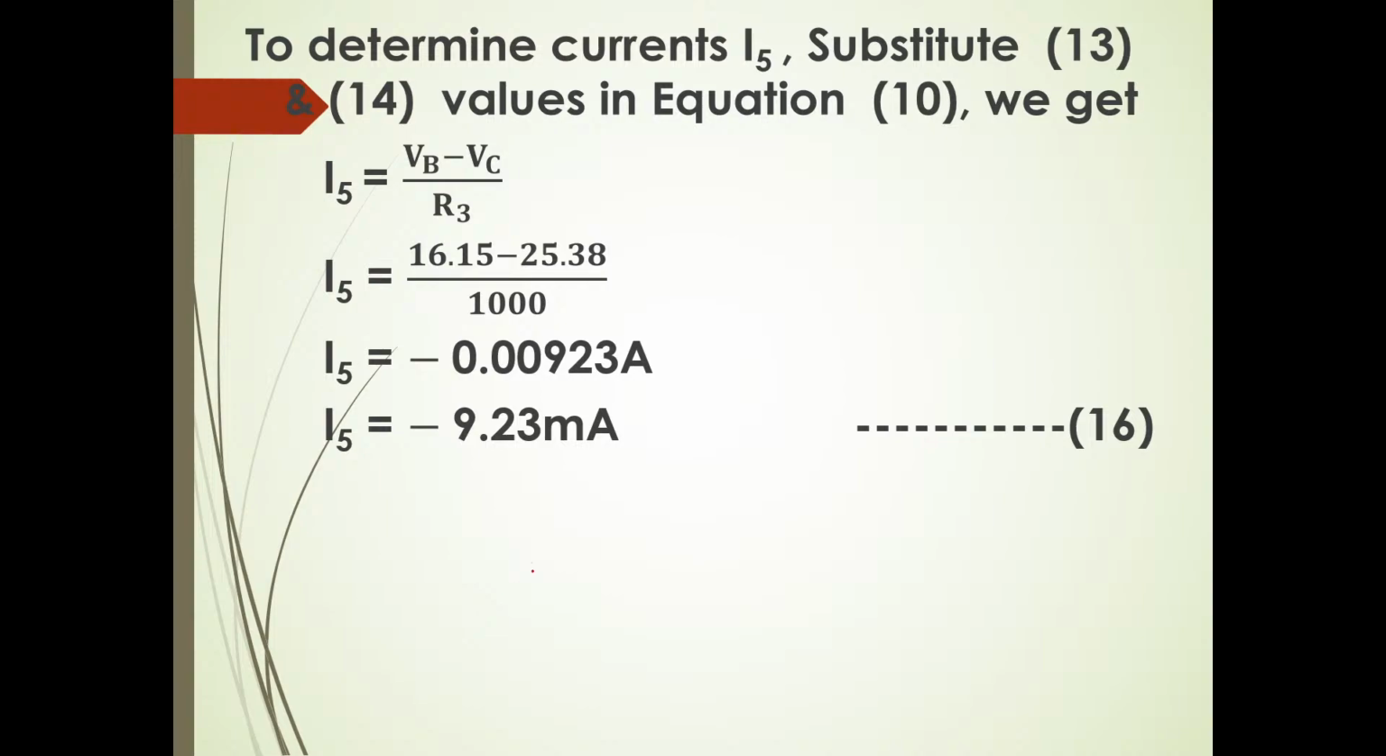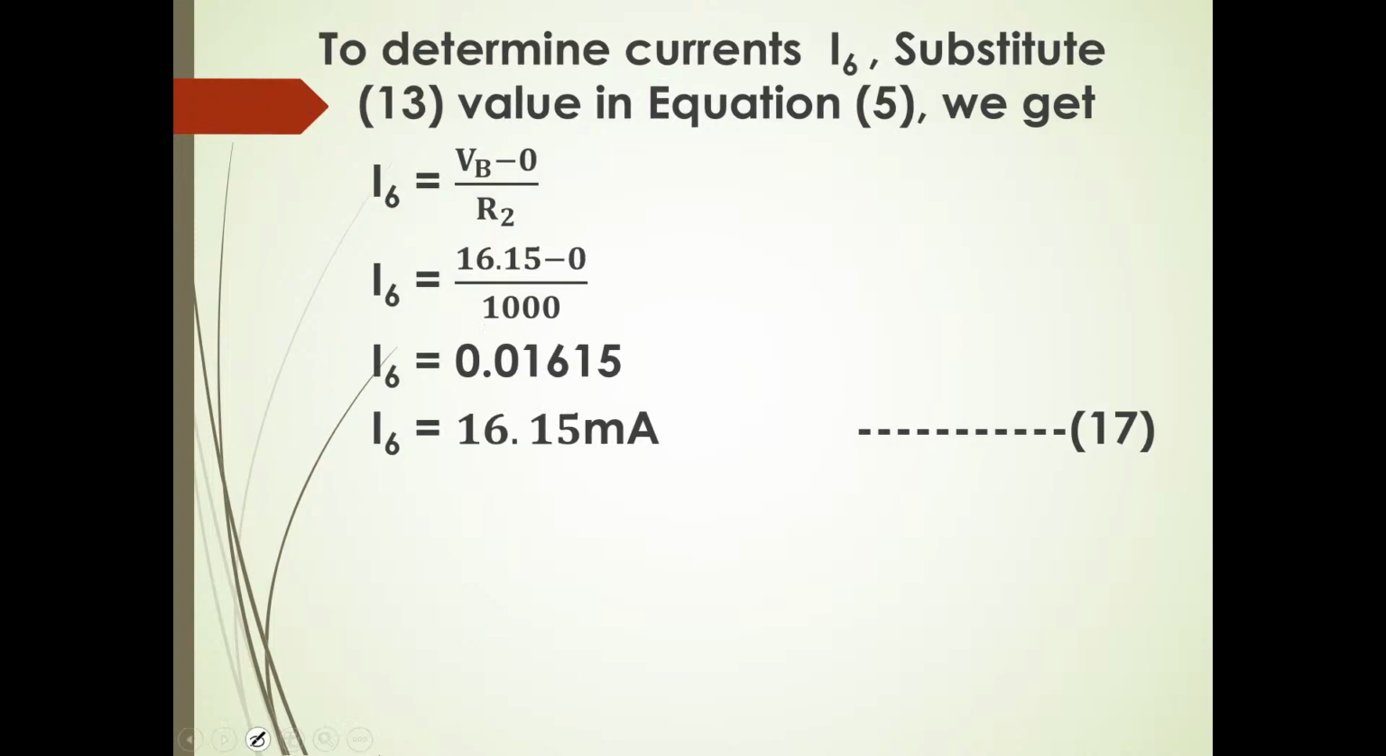Now I hope you have completed. Now let us determine the current I6. The I6 equation was your equation number 5. I6 is equal to what? VB minus 0 by R2. VB is 16.15, minus 0, by R2, which is 1000. So what is I6? You just solve it, you will get 0.01615.